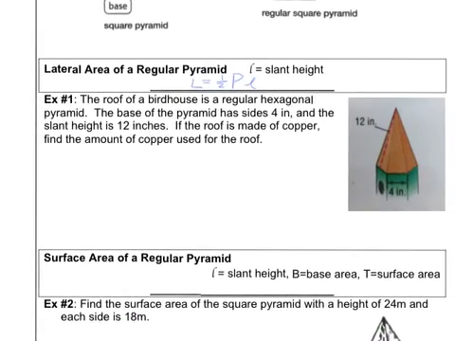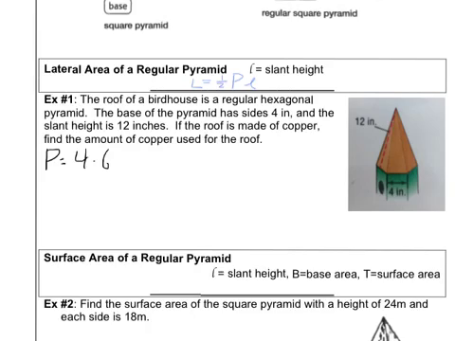So here's a problem. It says the roof of a birdhouse is a regular hexagonal pyramid. The base of the pyramid has sides of 4 inches, and the slant height is 12 inches. If the roof is made of copper, find the amount of copper used for the roof. So that's a lateral area problem. We've got a slant height of 12, but we need to find the perimeter. Remember, it's got a base of a hexagon, so there are 6 sides, and they're all 4 inches wide. So the perimeter has to be 4 times 6.